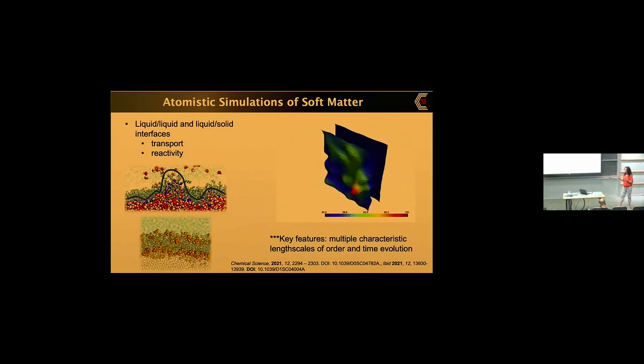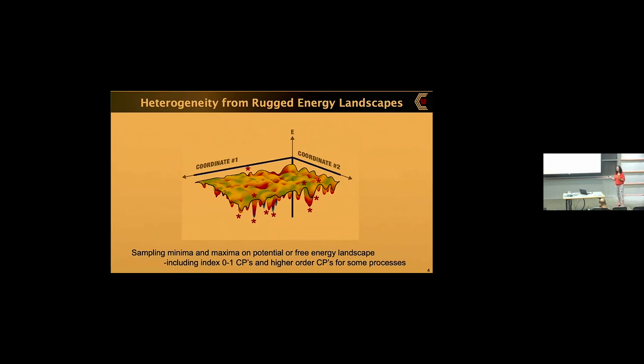And in both sets of systems, whether we're talking about interfaces or the bulk, the characteristics of these systems is that there are multiple characteristic time scales of behavior as well as length scales of organization. And these influence the chemistry quite a great deal. This heterogeneity and multiple length and time scale characteristics comes about because we have very rugged underlying energy landscapes. And so when we do atomistic simulations, we're sampling different portions of the underlying potential energy or free energy landscape. And this means that we're sampling all of the index 0 and index 1 critical points, and sometimes higher order critical points are also relevant to some of the chemical transformations.